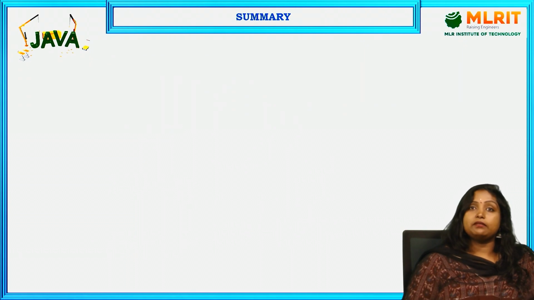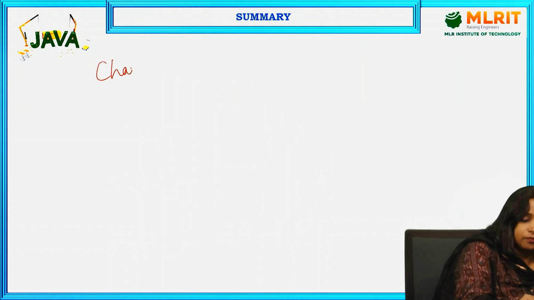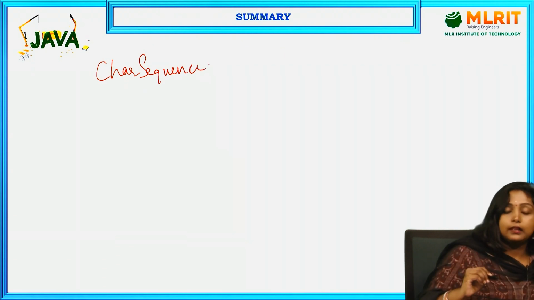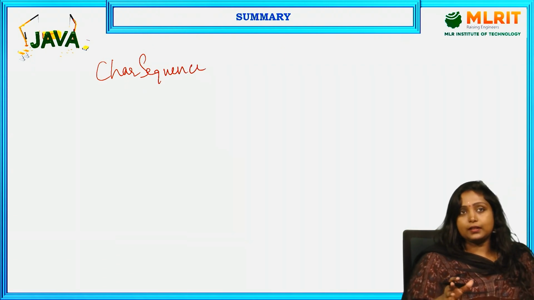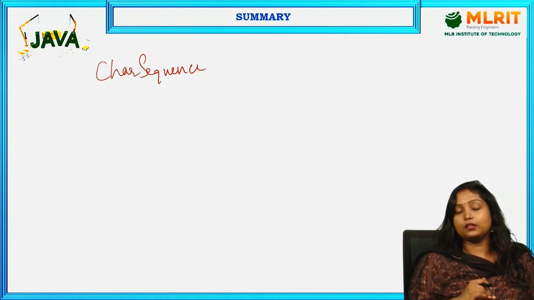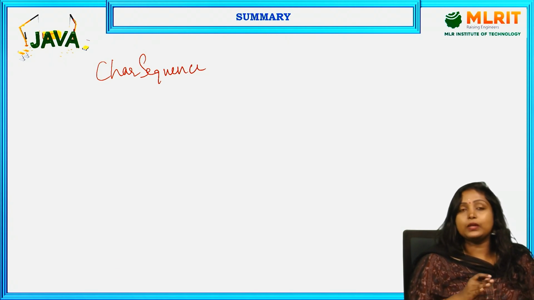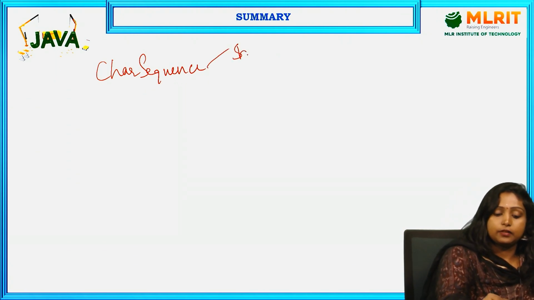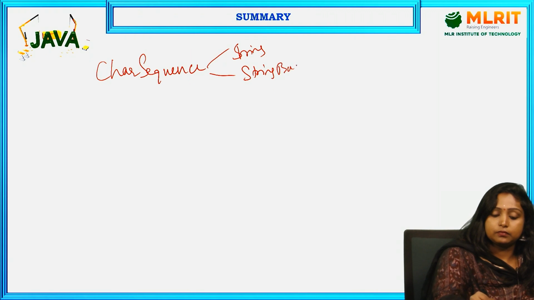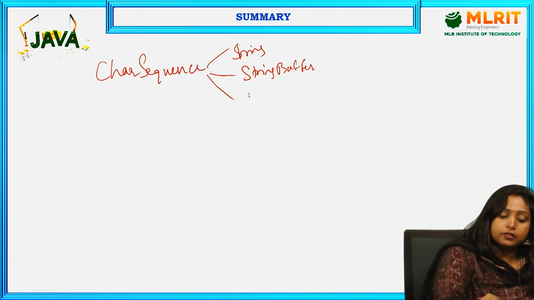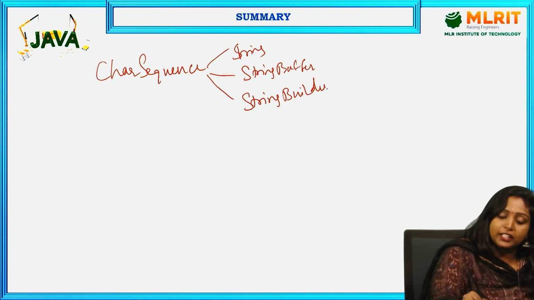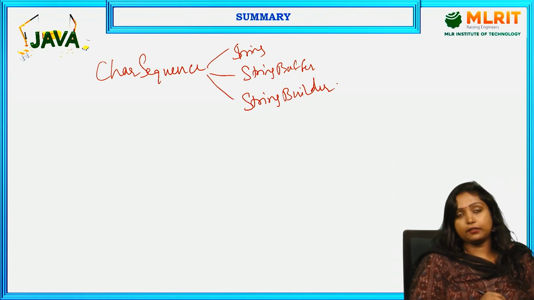So what we have learned today is, what is a CharSequence? A sequence of characters together is known as a CharSequence. It is an interface which is implemented by String, as well as StringBuffer and StringBuilder. So these are the three classes which implement the CharSequence interface.